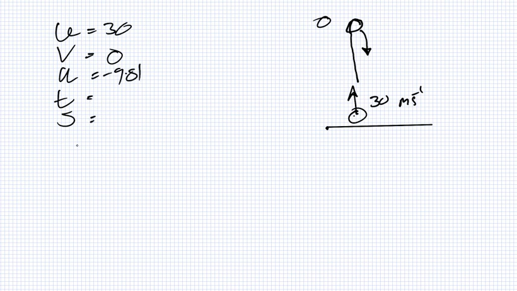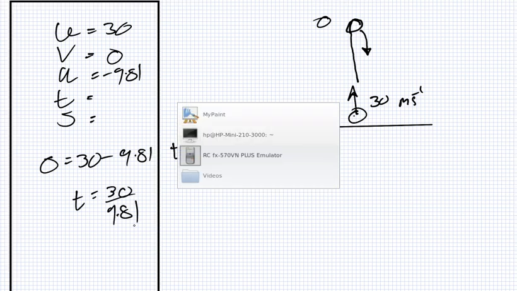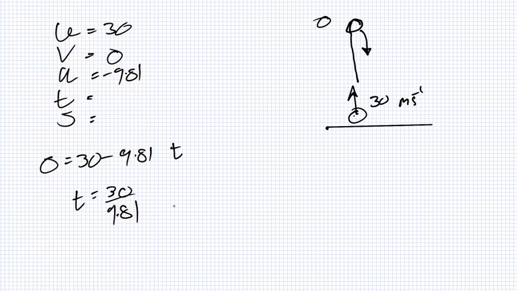And let's get the info here. V equals U plus AT. So T will be 30 over 9.81, which is 3.06 seconds, we'll say. So it's actually just about past the maximum.